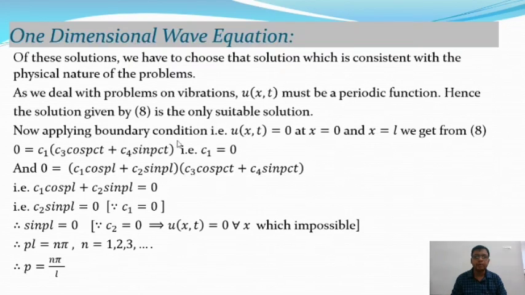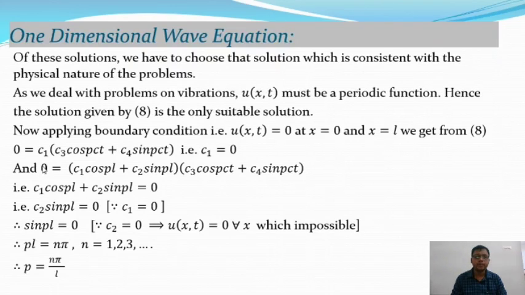So now applying the boundary condition, that is u of x comma t is equal to 0 at x equal to 0 and x equal to L. Then from equation 8 we will get 0 is equal to c1 into (c3 cos pct plus c4 sin pct), and from this we will get c1 is equal to 0.